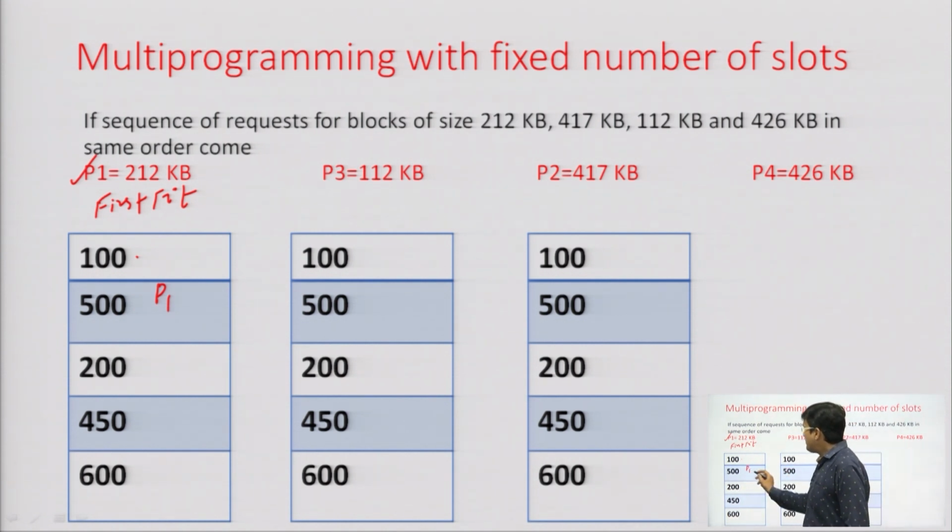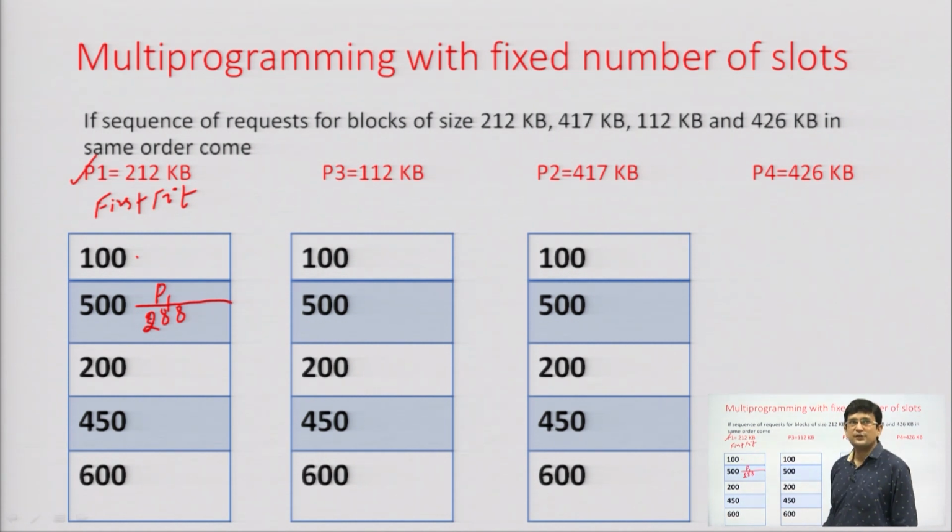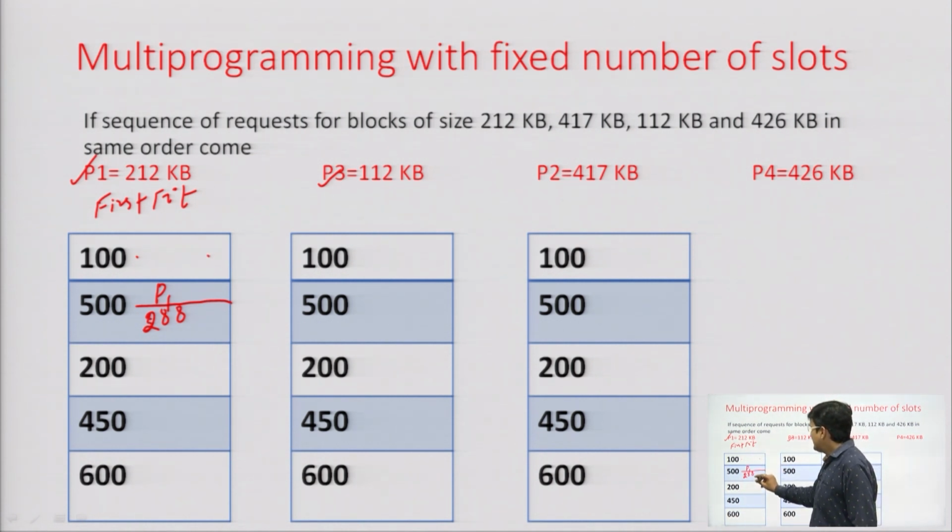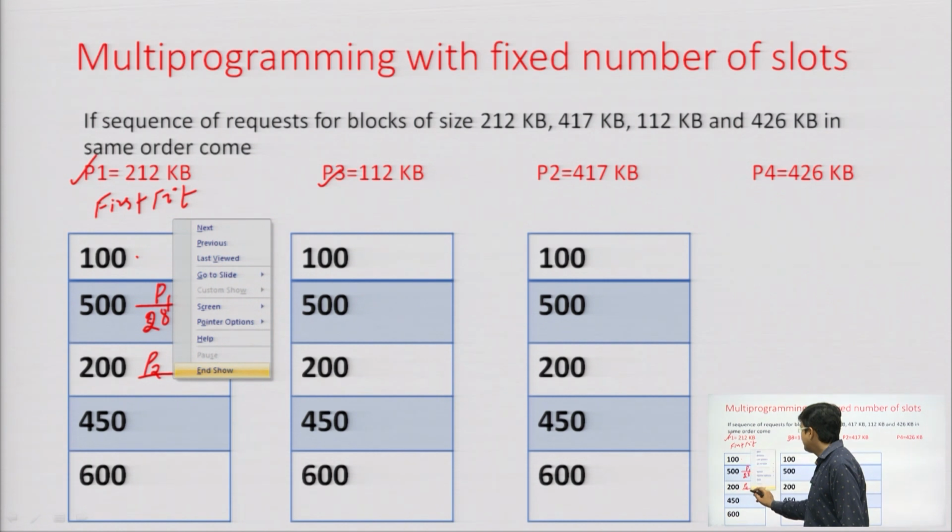If I accommodate P1 here, the size of the partition is 500, there will be a wastage of 288 bytes, not 388. Then we have a P3 of 112 size. I cannot accommodate P3 in the 100 size. The 500 size partition has already been occupied by P1. Then 112 can fit here in the 200 size. So, P3 can go here. With this, the total wastage of the memory is 88.